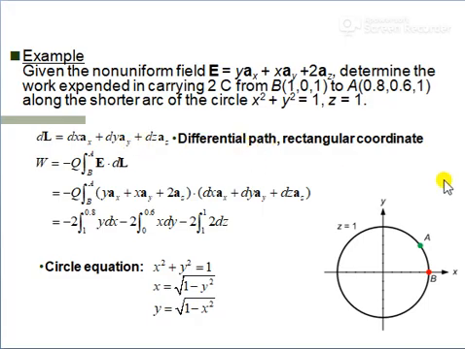There is a differential path, a rectangular path, right? Now you already know the equation for W, that is minus Q integration over B to A of E dot dl. So you substitute the value of E, which is y ax plus x ay plus 2 az, and the value of dl. I have already told you this value of dl should be substituted. Here the charge is given as minus 2 coulomb.